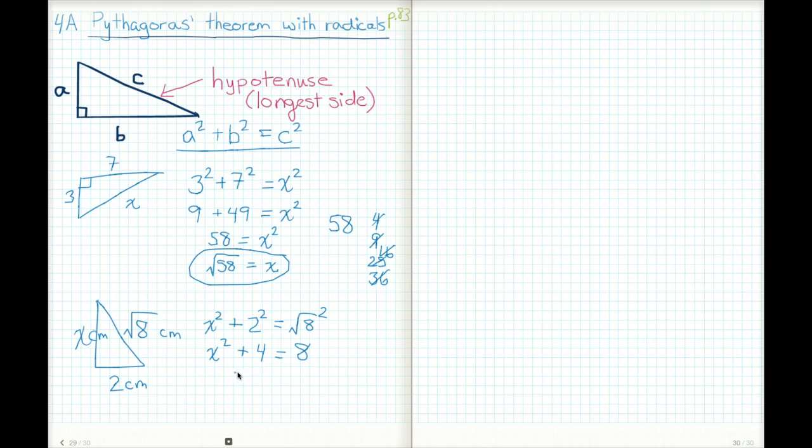Okay, from here I subtract 4 from both sides and get x squared is equal to 4. So now when I take the square root of both sides, I get x is equal to 2. And since I was measuring in centimeters, I can add centimeters back on too.